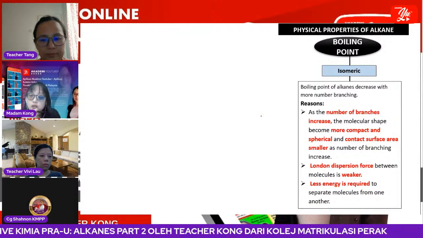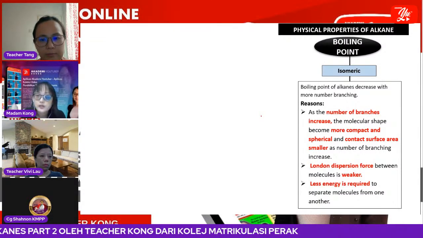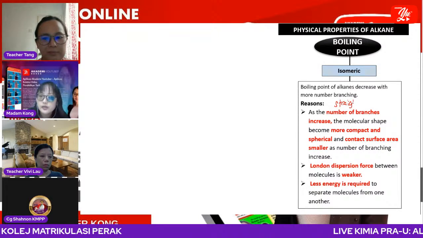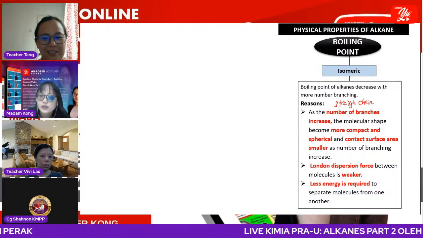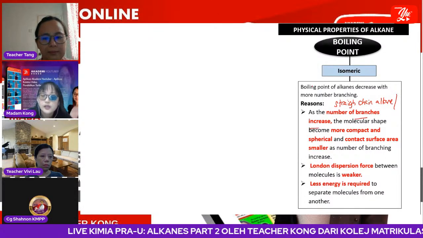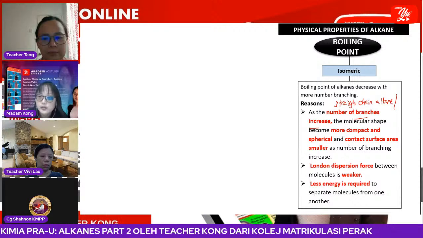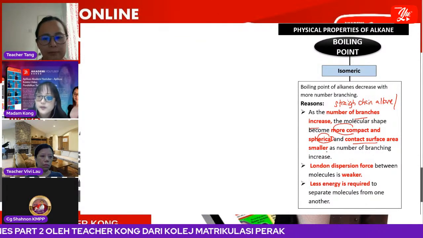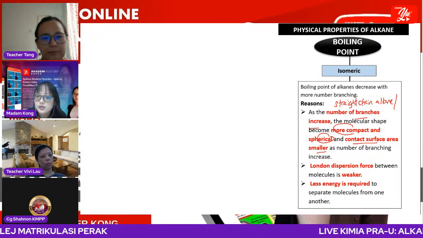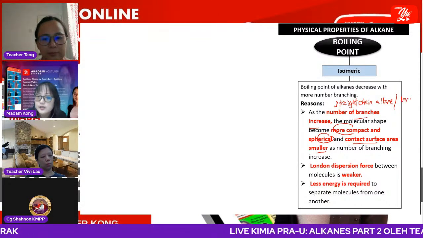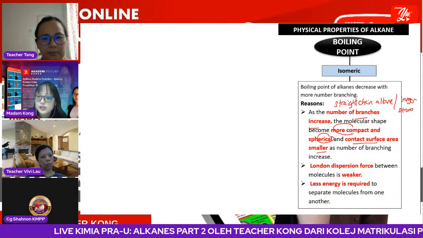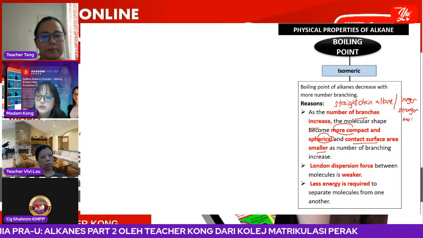For isomers, you have to compare whether it's straight chain or branched. Straight chain hydrocarbon, straight chain alkane, because we have to think about alkane, or branched alkane. As we know, if branched, it is more compact, spherical, with smaller contact surface area. So it is the reverse for straight chain compounds, which have larger surface area of contact, and then the van der Waals forces or London dispersion forces are stronger, and then more energy is required.